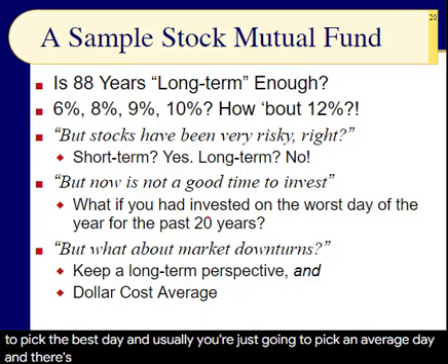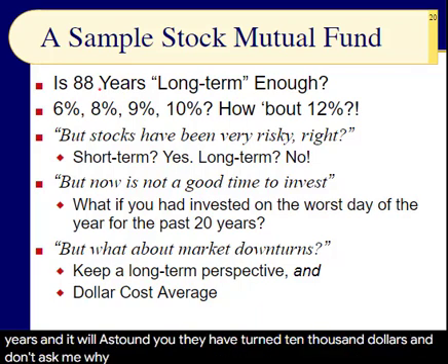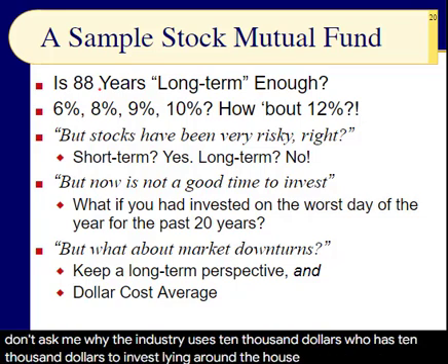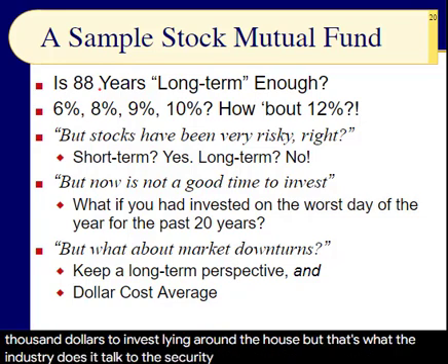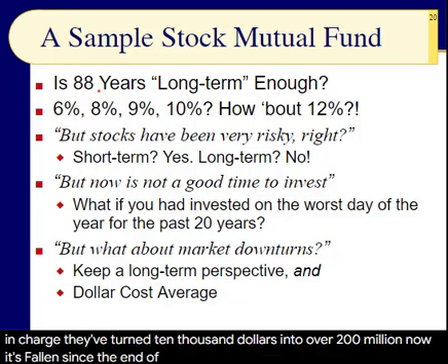And there's a presentation that shows how well this mutual fund has done over 88 years, and it will astound you. They have turned $10,000, and don't ask me why the industry uses $10,000. Who has $10,000 to invest lying around the house? But that's what the industry does. Talk to the Securities and Exchange Commission. I'm not in charge. They've turned $10,000 into over $200 million. Now, it's fallen since the end of 2021, when it was like 2 something. It's down to 188. Oh, my dear. Down to 188 million. It shows you the benefit of time.